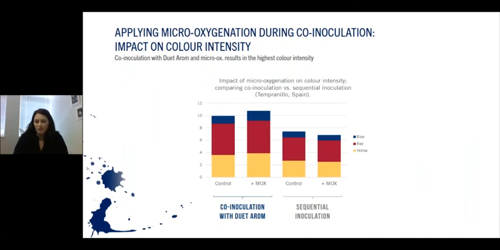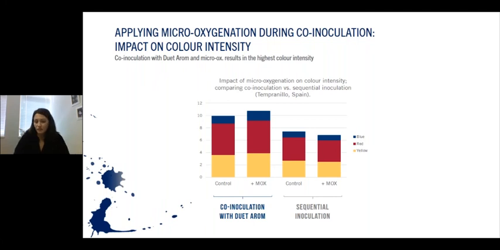Many winemakers ask, what is the impact of co-inoculation on the color? What does that mean? And also, can I use microoxygenation in the same space as co-inoculation? So what we did is we compared two treatments: a malolactic fermentation in sequential conditions with and without the oxygen, and malolactic fermentation in co-inoculation with and without the microox.